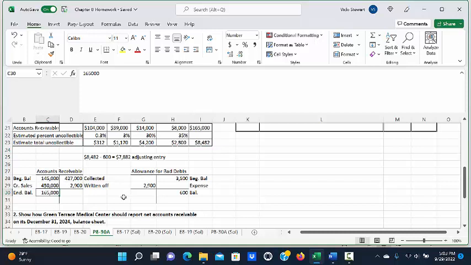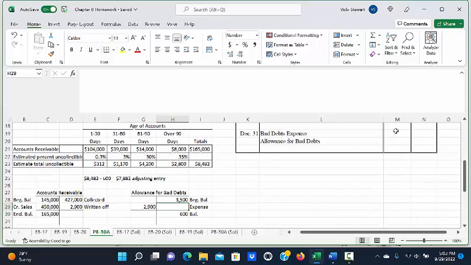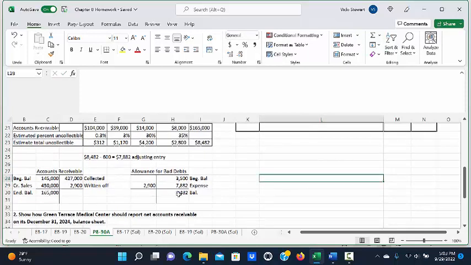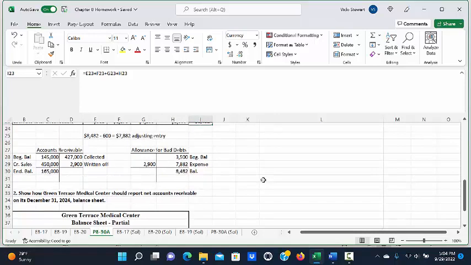Now, when we use the aging of receivables method, we take the amount that we need to have in the allowance account, but we subtract the balance that we currently have. So our adjusting entry would be for the difference of $7,882. So to make that entry, we would debit bad debts expense for $7,882, and we would credit the allowance account for the same amount. Next, we will post that amount to our allowance for bad debts, $7,882, and that gives us the balance of $8,482 that we need in the allowance account.